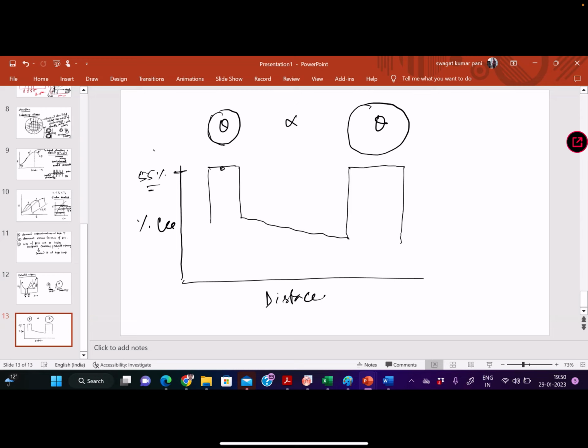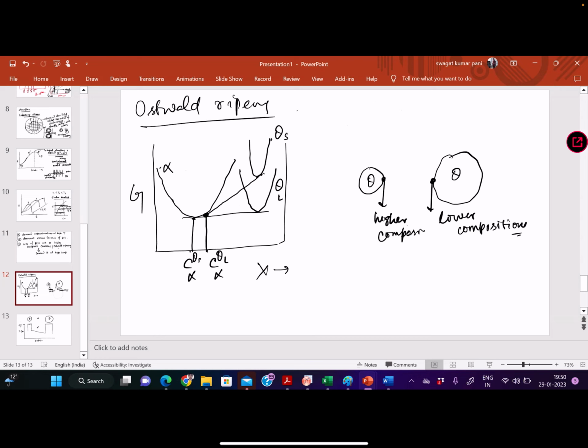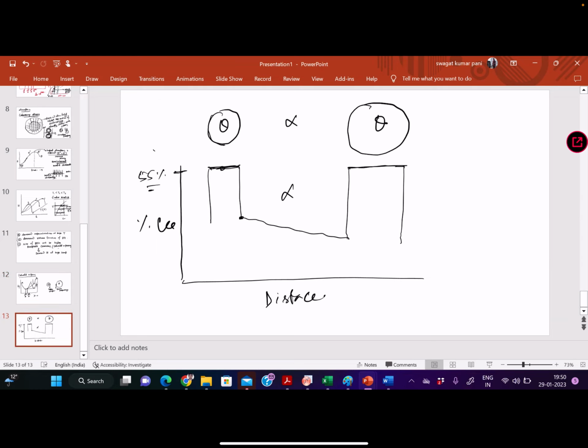So as we have seen, this is our matrix, and here it is one particle, here it is another big particle, this is small particle. So the composition here will be higher. As I showed here, the composition here of the matrix will be higher as compared to the bigger particle. So here we have higher composition, and here at this border of this big theta and alpha, it is lower. So what will happen? There is a diffusional gradient set up through the matrix from this particle to this particle. There is a diffusion gradient, so diffusion will start occurring. So if diffusion starts, what will happen? This part will dissolve, and here this part will start growing.